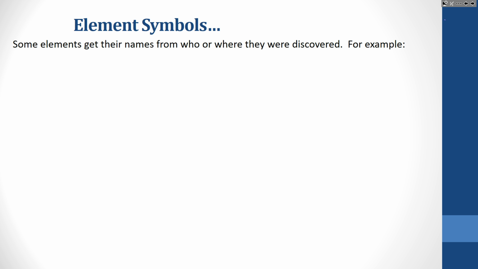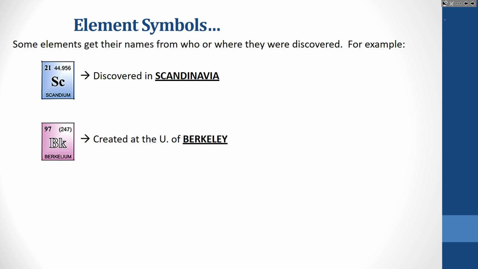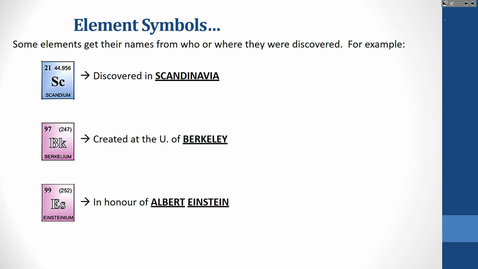Sometimes an element is just named after where or who it was discovered by. So scandium is named after the region it was discovered in. It was discovered in Scandinavia. Berkelium was discovered at the University of Berkeley in California. Einsteinium was named in honor of Albert Einstein.